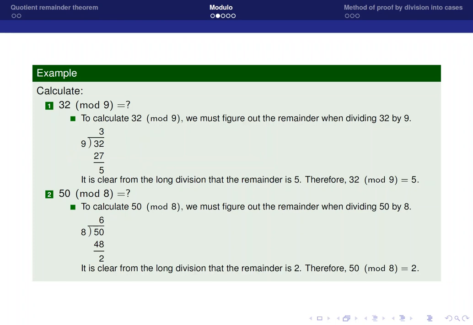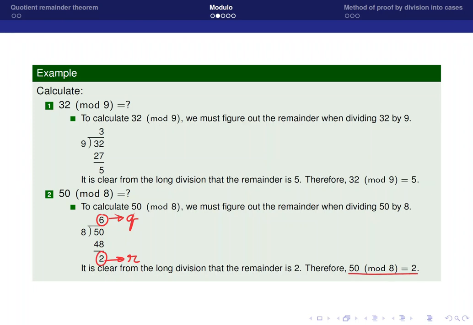Similarly, if I divided 50 by 8, I'm going to end up with a quotient of 6 and finally a remainder of 2. So that means that 50 mod 8 is equal to 2.